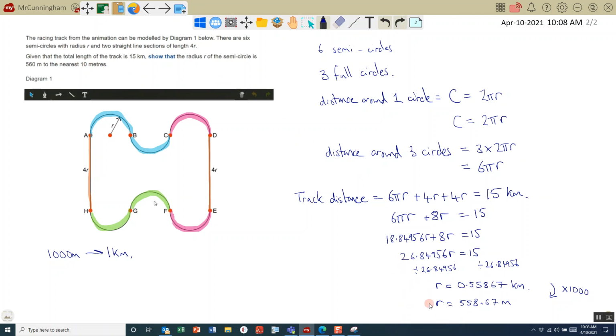So just pop this over here so we can see. So r is equal to, this is our tens column, and we looked at the units bigger than 5, so I'm going to round up. So it's 560 meters, which is what they gave us. Okay, hopefully that all makes sense. You just take your time, do all your working, and you will get there, okay?